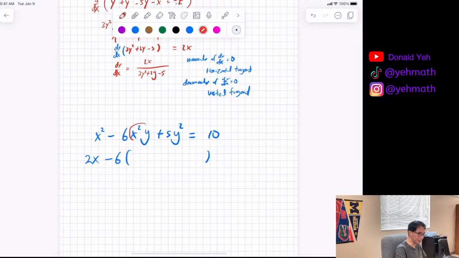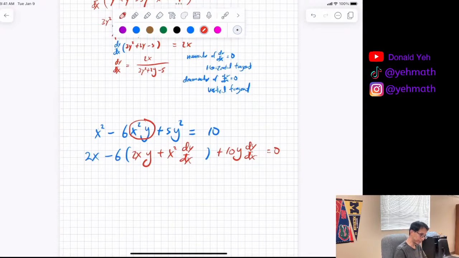So I'm going to take the derivative of the x squared y. So it'll be 2xy. Is that okay so far? Plus x squared dy/dx. Did you do that? Plus 5. Nope, that's not 5, I lie. 10y dy/dx is equal to 0. Now I'm going to distribute.